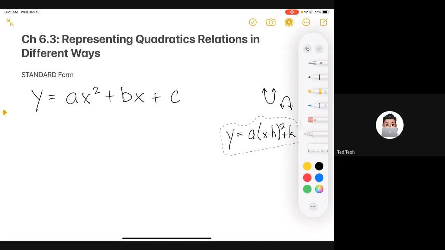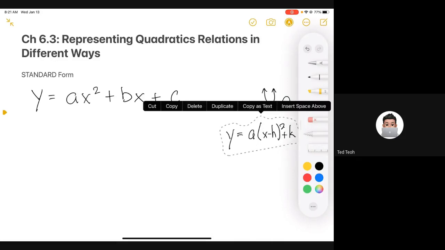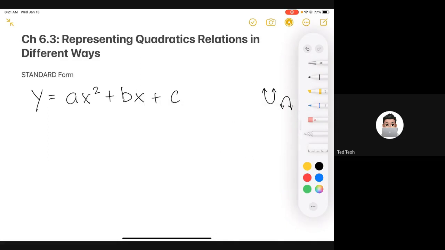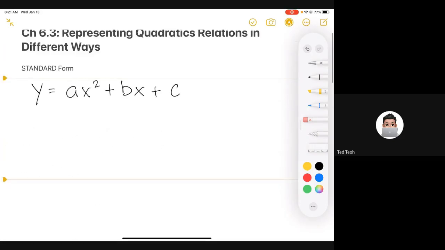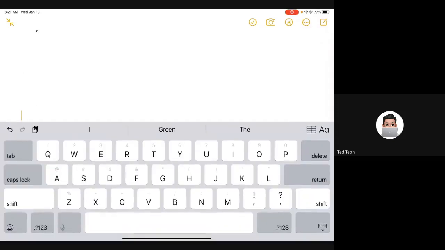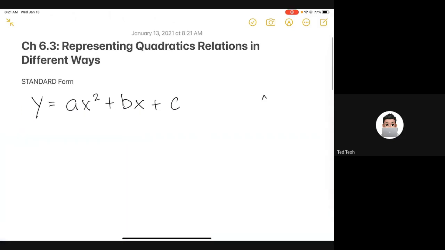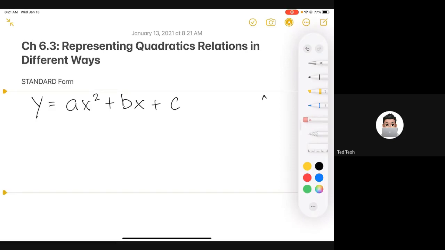Today we're going to learn two other forms of a quadratic. One of the forms is called standard form, and the other form is called factored form. You've actually seen questions that look like this. It looks like standard form, and it looks like factored form. You just haven't really noticed it.